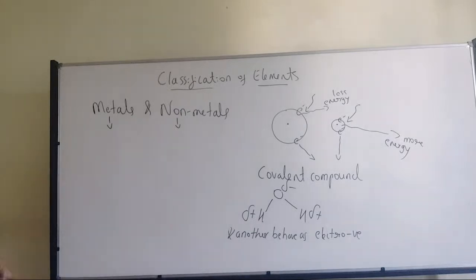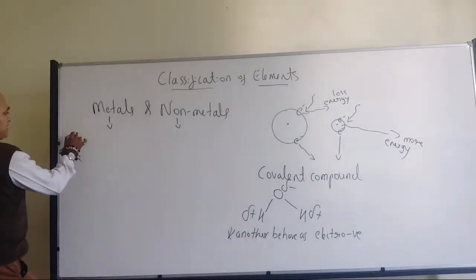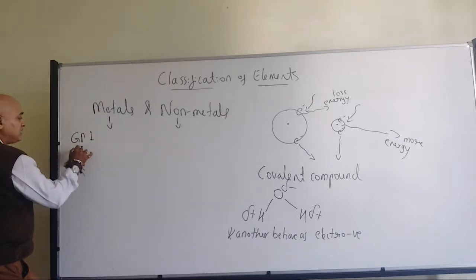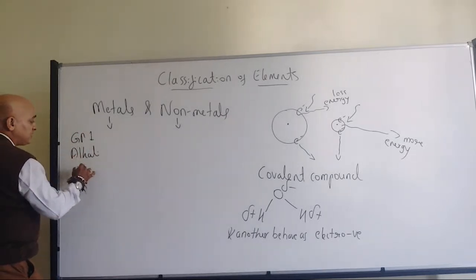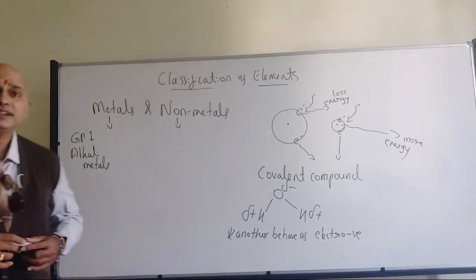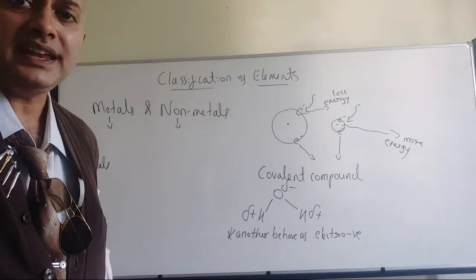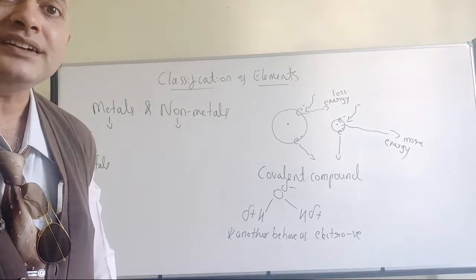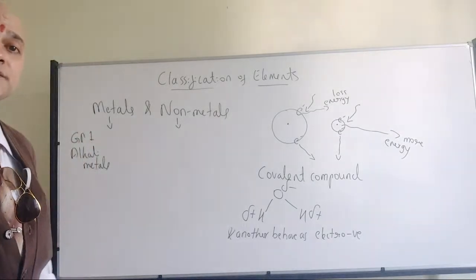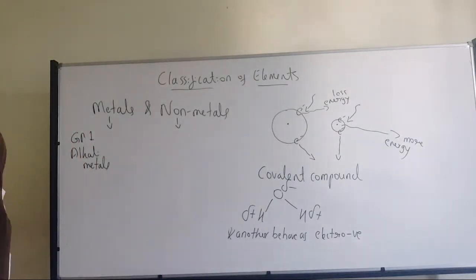So extreme left is which one? That should be group 1. And all of us know that it is alkali metals. You should specify, because in the periodic table metals are dominating. So you cannot simply write it as metals, okay? So you should mention it as alkali metals.